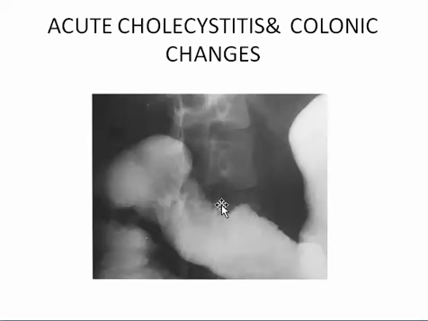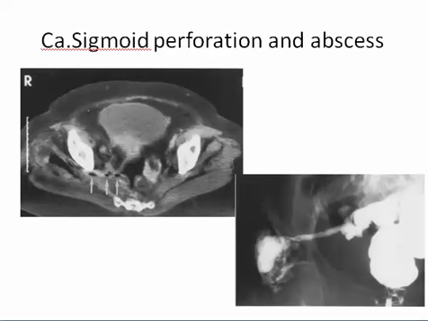Cholecystitis can produce colonic changes, sometimes as irregular outline and displacement or indentation, but here the symptoms are those of the gallbladder. Now you are not seeing such things because of ultrasound. Cancer sigmoid may perforate, and you can see some air coming out in an abnormal position, and here this is fistulography reaching to the sigmoid colon where the perforation is. Cancer sigmoid.